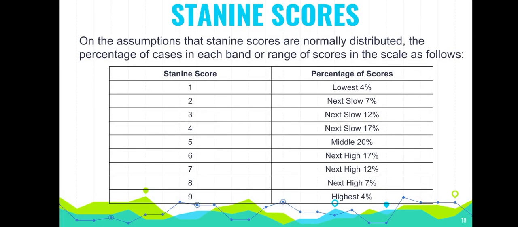So on the assumption that stanine scores are normally distributed, the percentages of cases in each band or range of scores in the scale are as follows. So, ito po. Yung stanine score and the percentage of scores. So, the lowest is 4%, next low 7%, next low 12%, next low 17%. And yung middle niya is nasa 20%. So, the next high is 17%, next high 12%, next high is 7%, and the highest is 4%.